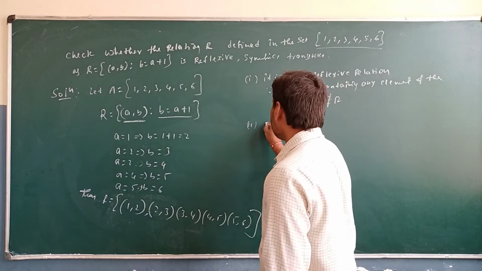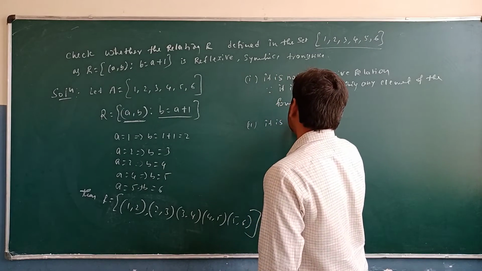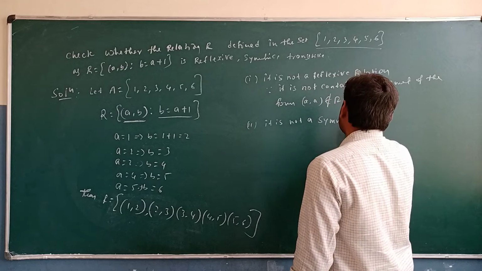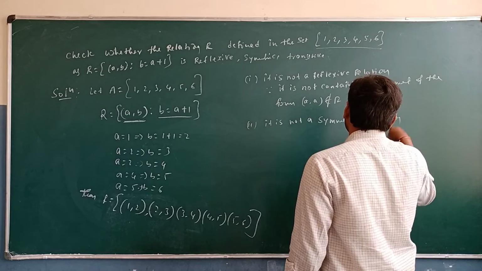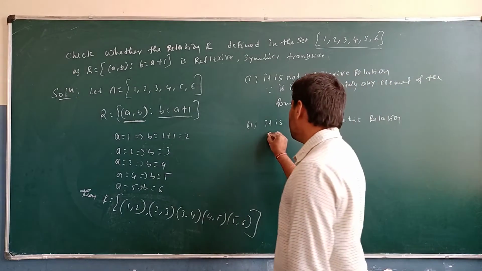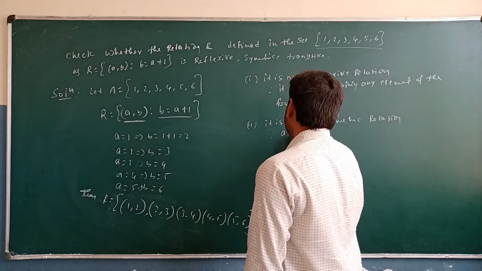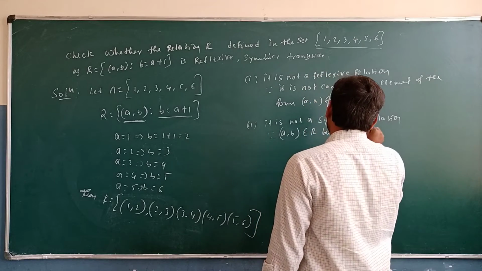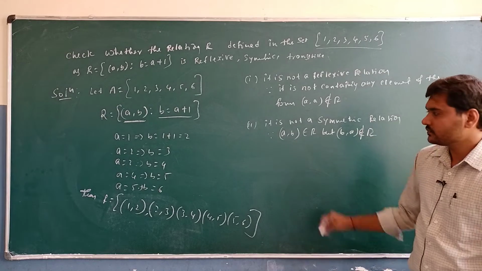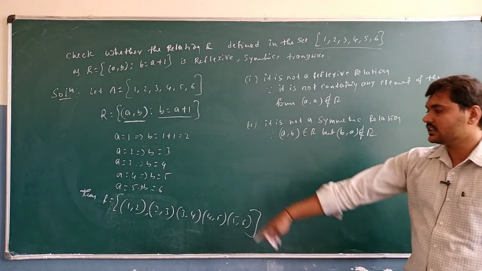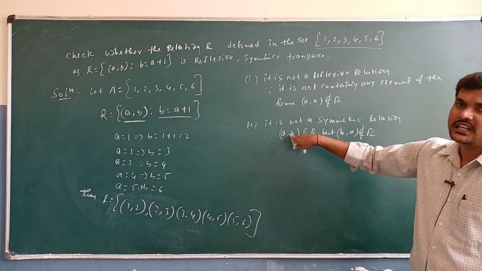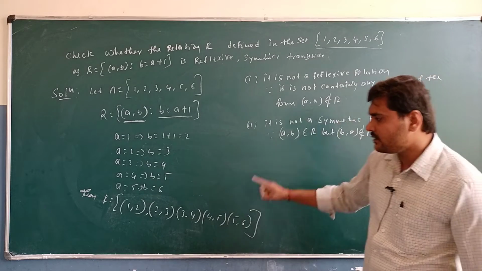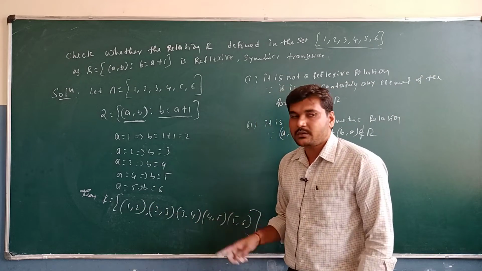So it is not a symmetric relation, because (a, b) belongs to R, but (b, a) does not belong to R. We can take any element: (a, b) belongs to R, but (b, a) is not present in R, because 1 comma 2 belongs to R, but 2 comma 1 does not belong to R.